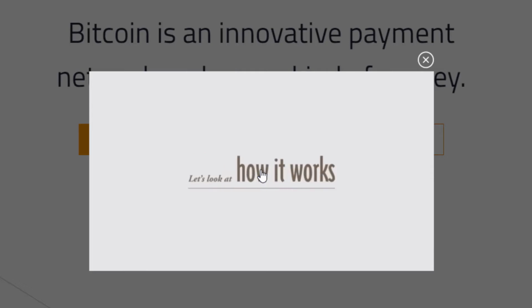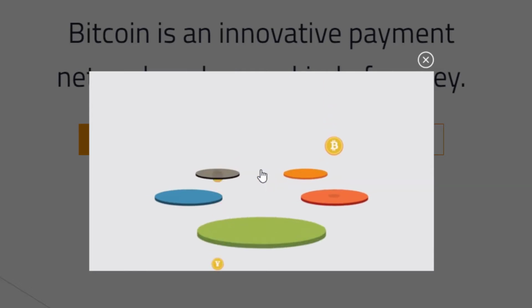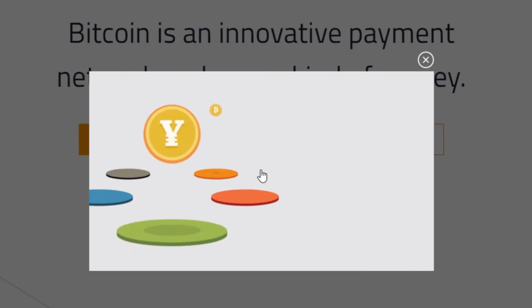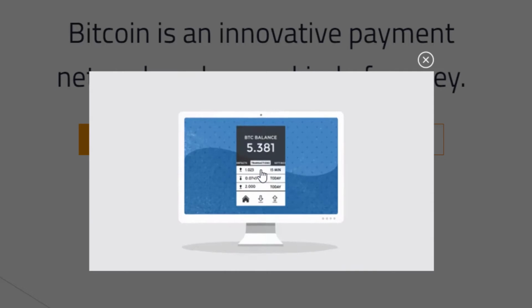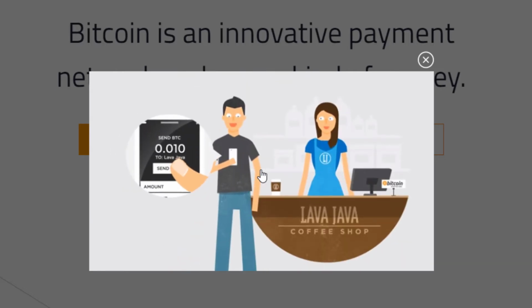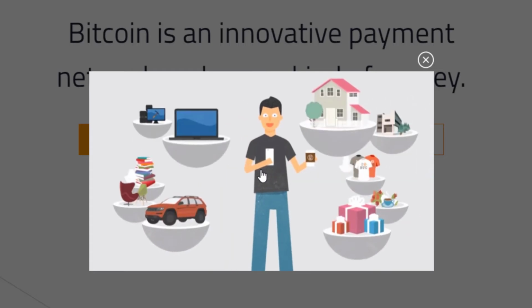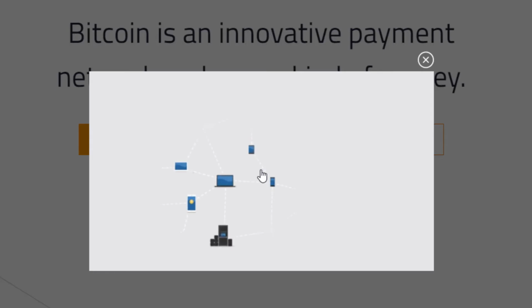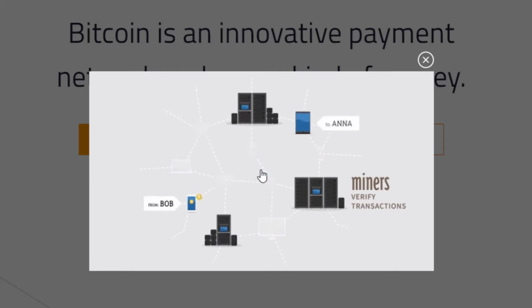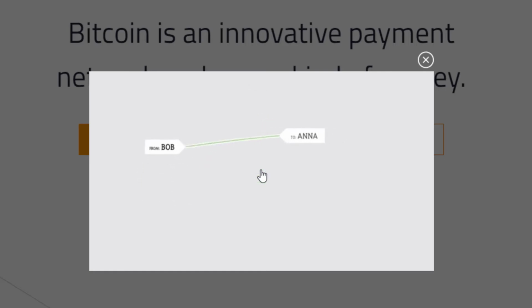Let's look at how it works. Several currency exchanges exist where you can buy and sell Bitcoins for dollars, euros, and more. Your Bitcoins are kept in your digital wallet on your computer or mobile device. Sending Bitcoins is as simple as sending an email, and you can purchase anything with Bitcoin. The Bitcoin network is secured by individuals called miners. Miners are rewarded newly generated Bitcoins for verifying transactions. After transactions are verified, they are recorded in a transparent public ledger.